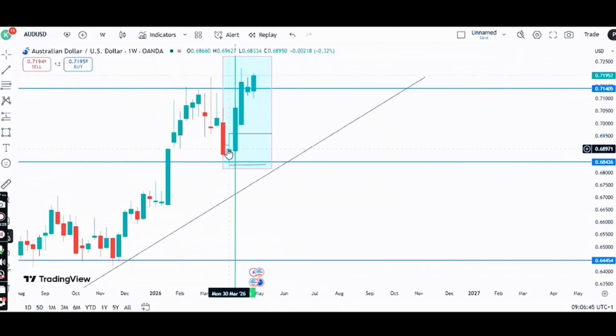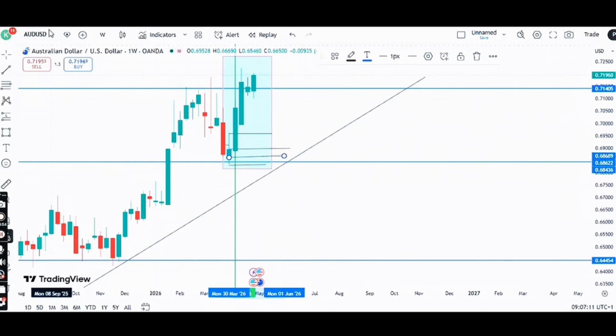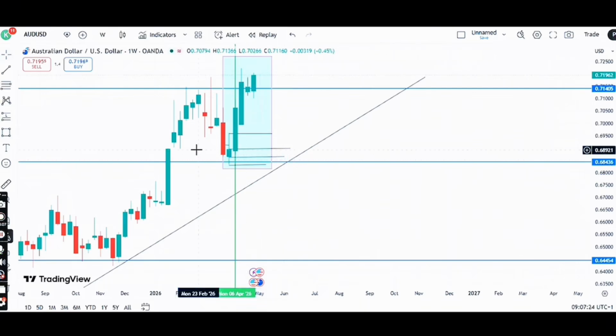Now, if you look at this particular point, this is the closing of this candle and this is the opening of this candle. Let me mark it out too. This is the closing of this candle. And this is the opening of the candle. So these are the major parts of the previous candle that you need to take note of. Okay, the high, the closing, the opening, and the low.